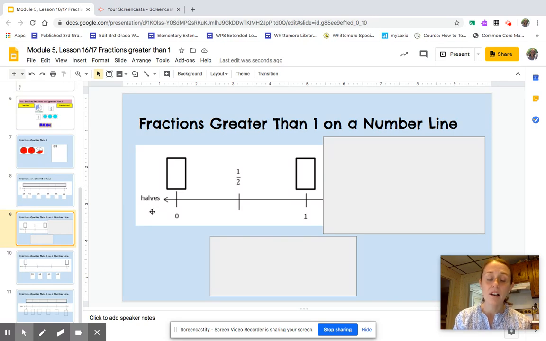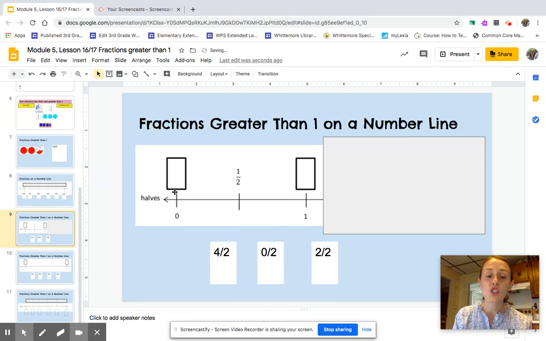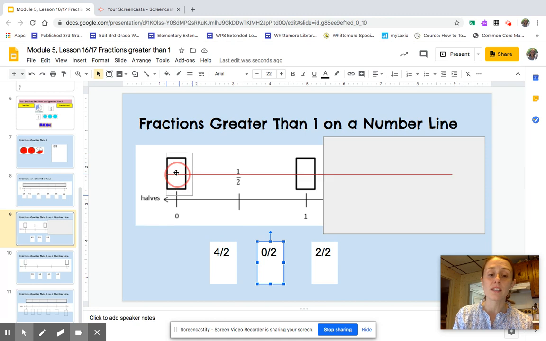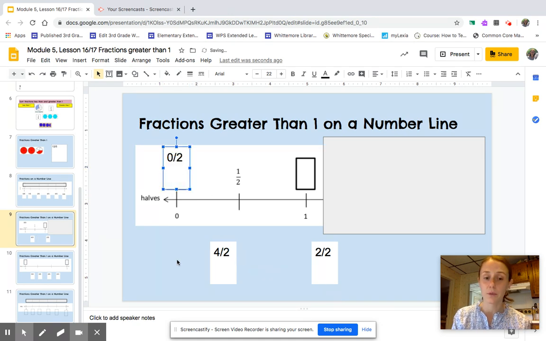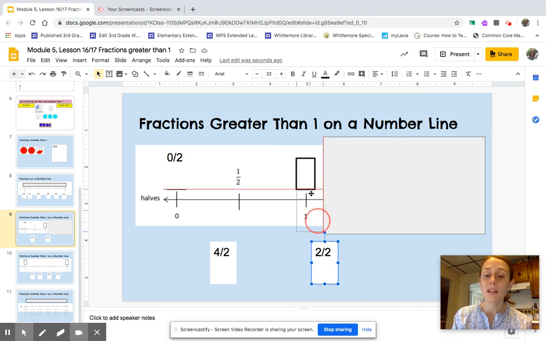So halves means I'm dividing this whole piece into two equal pieces. Okay, so if I start at the end and I have no pieces, I haven't started yet, I'm going to fill that in with 0 halves. Then I'm going to move to the middle. I have 1/2. And if I continue going to get to my whole, I'm going to have 2 halves.